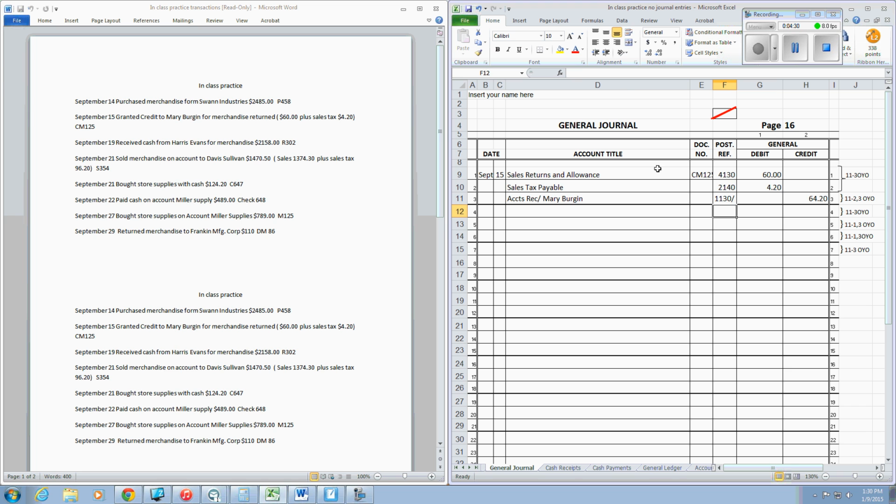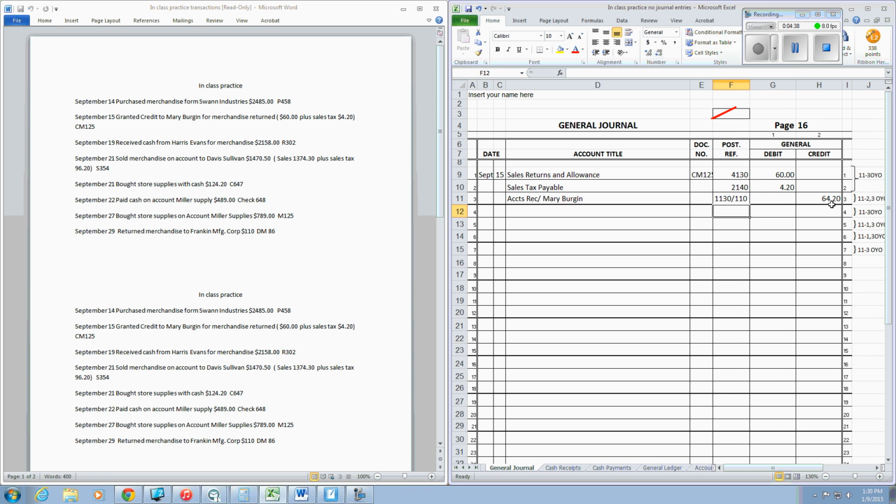And we're going to put 110 on the other side of that. And so you'll notice that they're both posted. That 64.20 was posted to not only accounts receivable, but Mary Bergen. So that's how we post from the general journal.